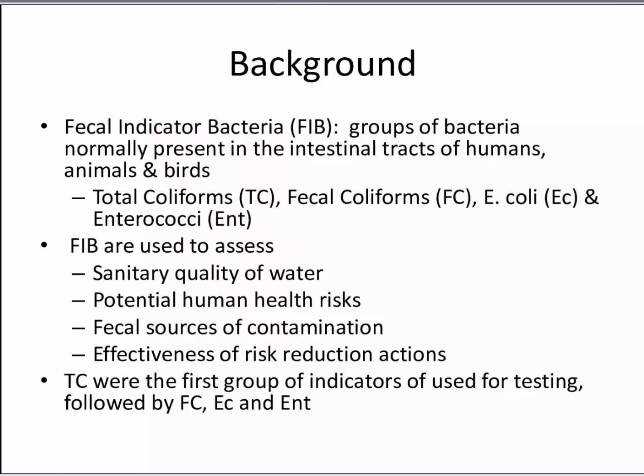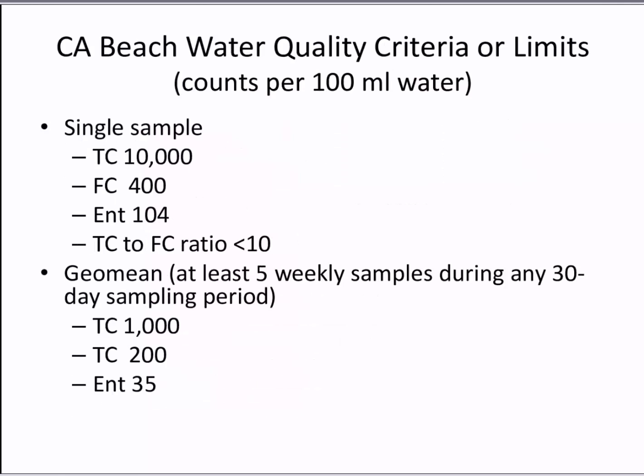So the EPA, maybe it was around 86, recommended that we use Enterococci and E. coli. Okay, so fecal indicator bacteria are commonly occurring in water. So the EPA developed water quality criteria, or limits, based on epidemiology studies showing a correlation between certain concentrations of FIB with swimming-related illness rates.